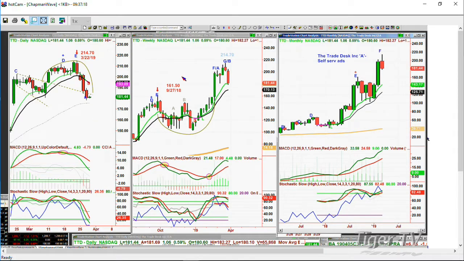Now it's pulling back. Peak G/B in the weekly chart. Technicals are good, but starting to deteriorate a little bit. I'm watching this to say, is it telling me that there's time? This is self-service ads. The Trade Desk Inc. trading right now at 181, up 0.62.